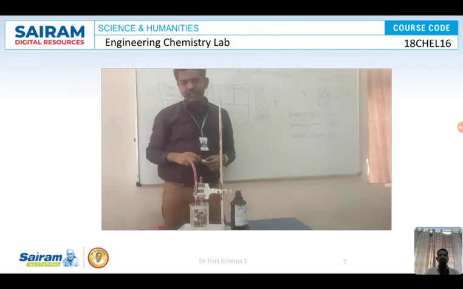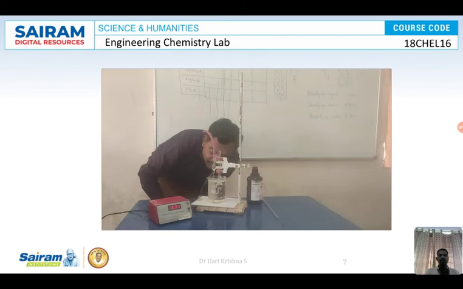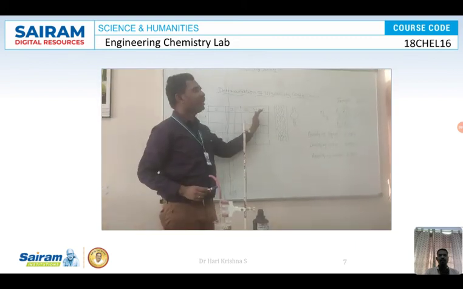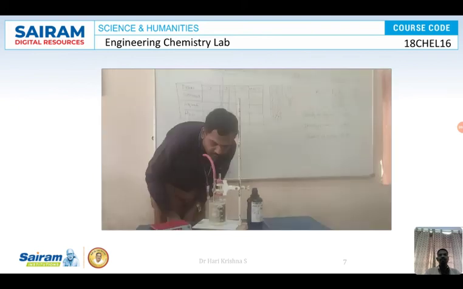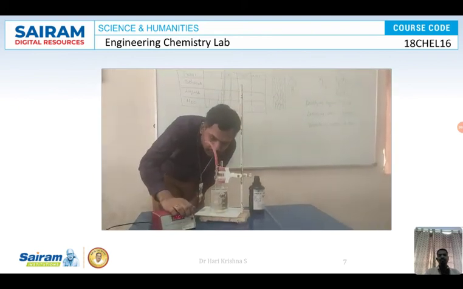So now we are measuring the time taken for the liquid to flow from the given point from the upper limb to the lower limb. We are going to repeat this 3 times and take the average. Once it is done, we are going to wash with water. This is over. We are going to stop.